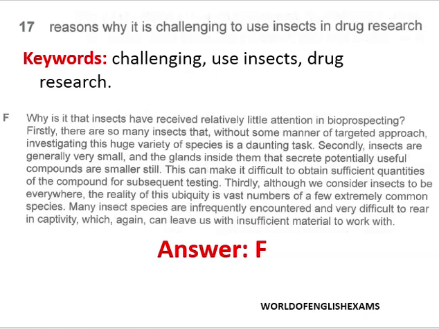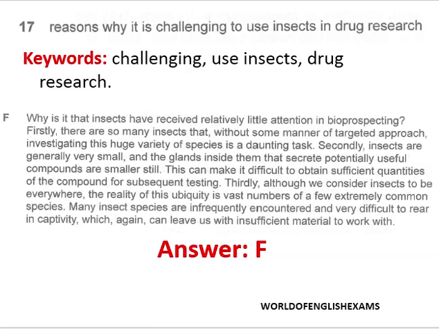Reasons why it is challenging to use insects in drug research. So what is the meaning of challenging here? Challenging means it's very difficult or complicated. So we need to search for those reasons about why it is so difficult or challenging to use these insects in drug research. So the keywords are challenging, use insects and drug research. So let's read this paragraph, which is called F.